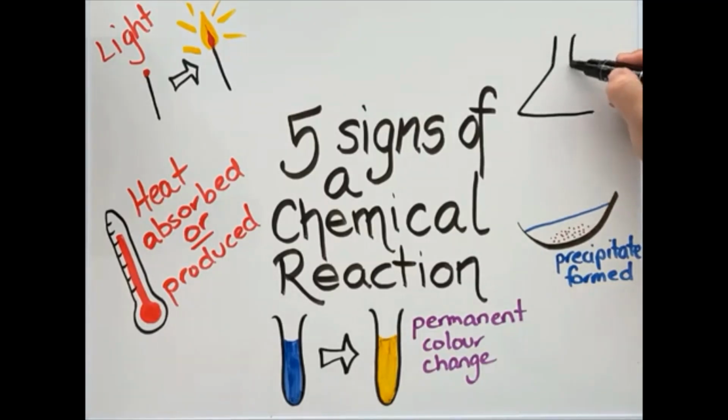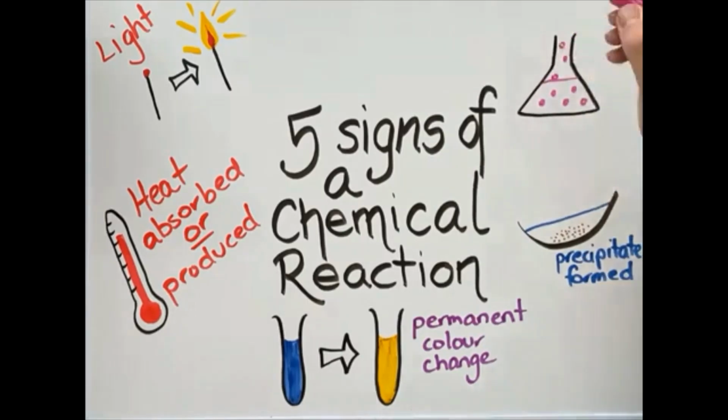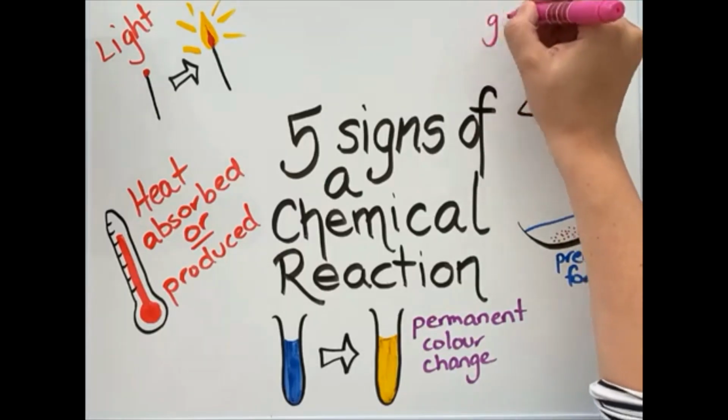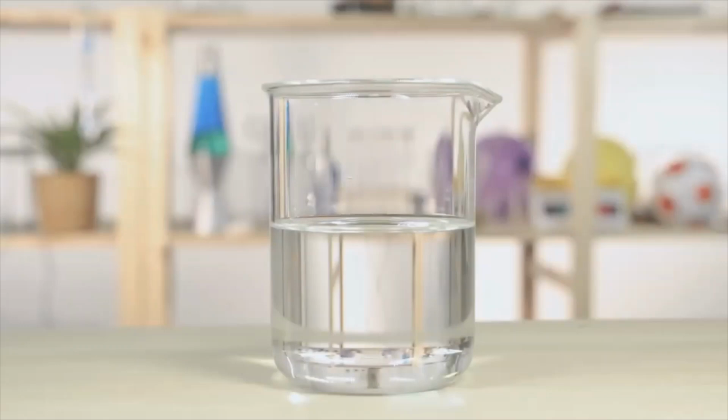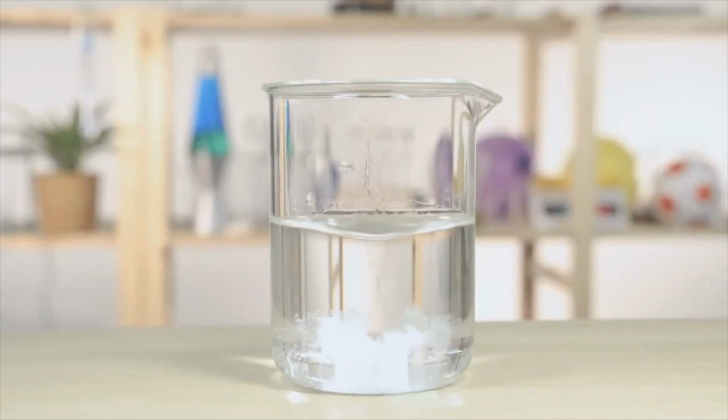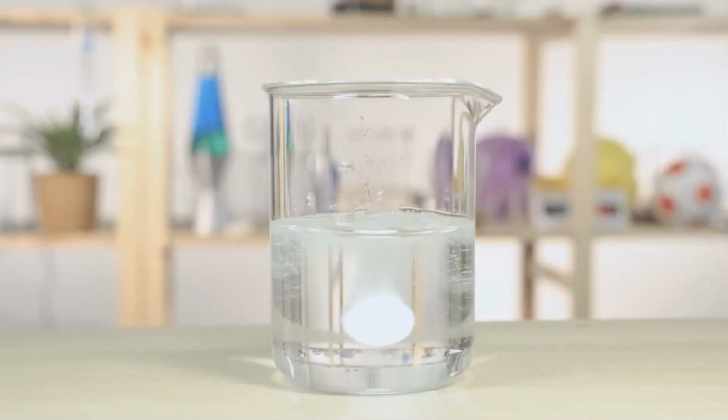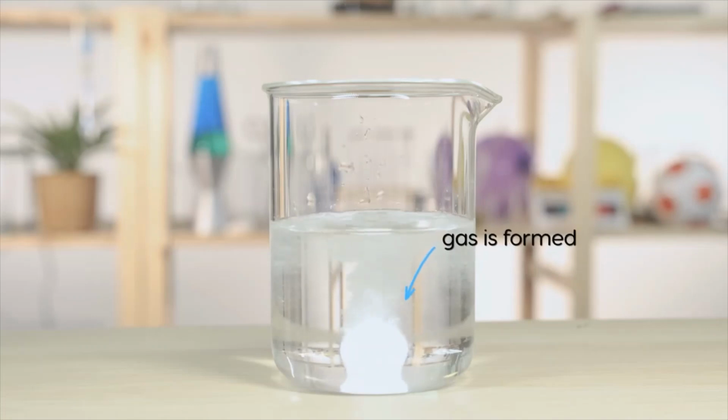The final way we can test to see if a chemical reaction took place is to look at our reactants and see if there are any bubbles. If there are any bubbles, then we call this effervescence in chemistry. If an effervescence is present, then this shows that a gas was produced. If a gas was produced, then a reaction took place.